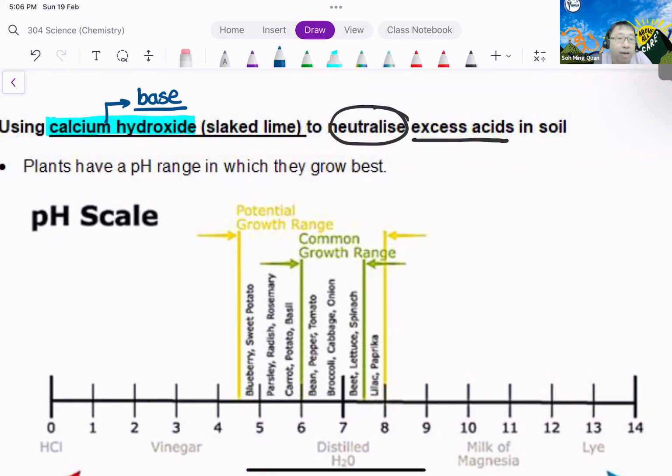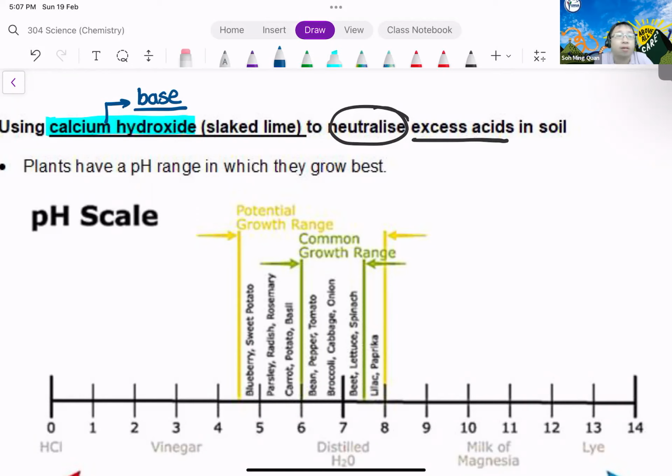But sodium hydroxide is firstly too alkaline. What that means is that instead of neutralizing and making it neutral, you will go straight all the way to the alkaline range of the soil. Too alkaline, the plants won't grow either. So sodium hydroxide cannot, too alkaline. The next reason is that too much sodium ions in the soil is toxic for the plant. All right, calcium is less toxic to the plant. All right, that's the reason.